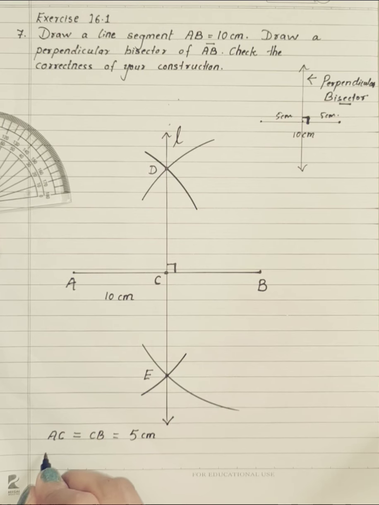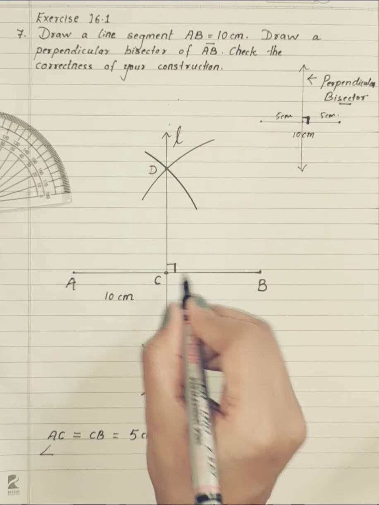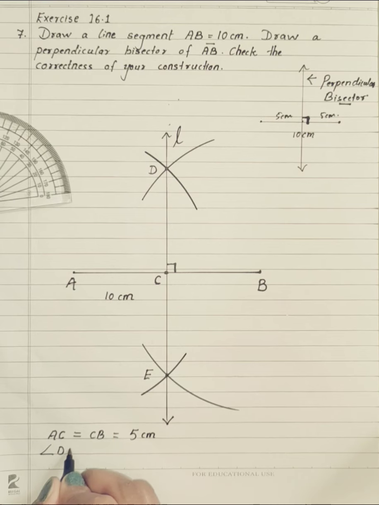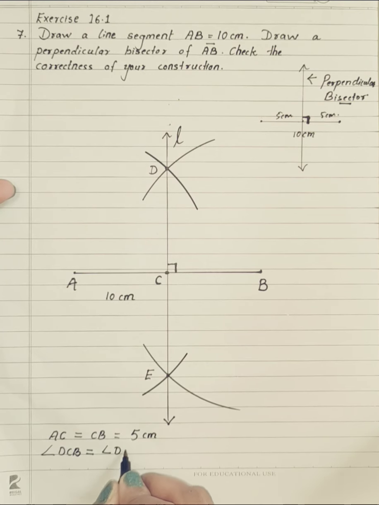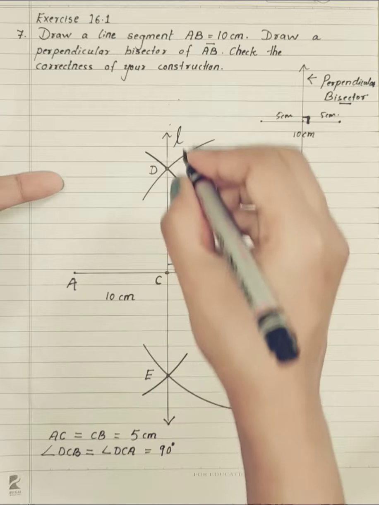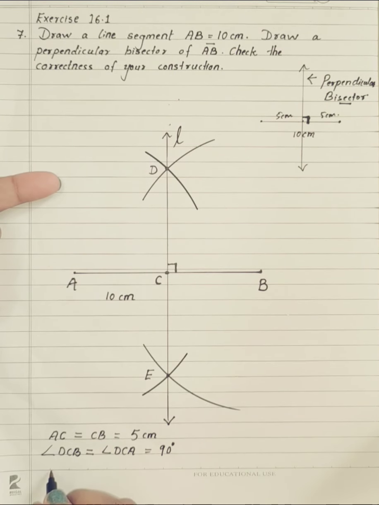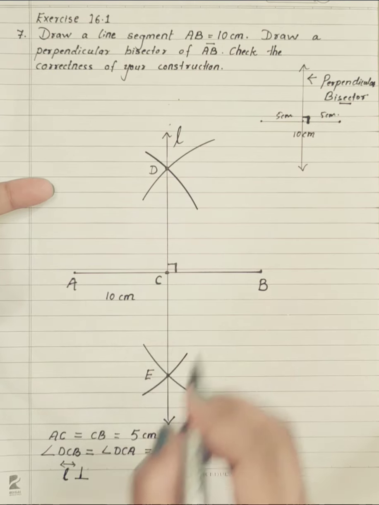So I can say angle DCB is equal to angle DCA, and both are 90 degrees. Okay, so what I can say is that line L, so you can also say that line L is perpendicular on line segment AB.